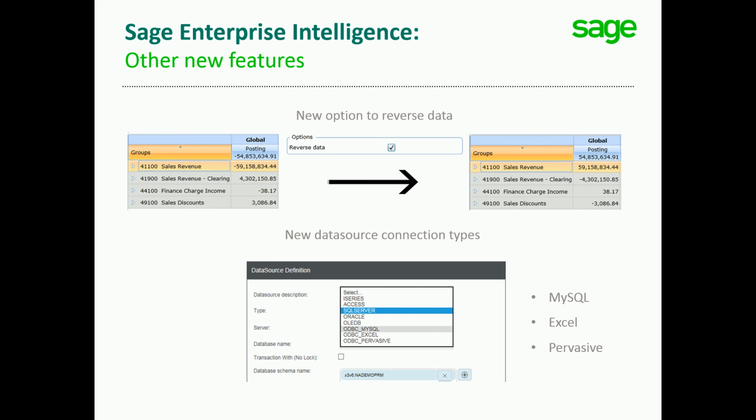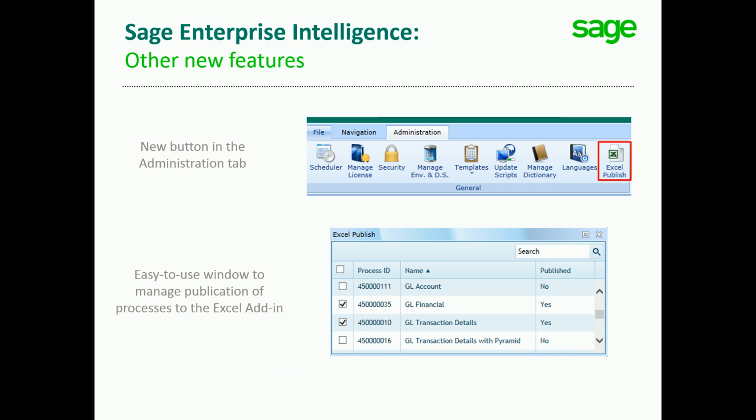Users will now have the ability to reverse the data in their existing worksheets. Also, there are three new data source connection types: MySQL, Excel, and Pervasive. The last two features we will cover during this presentation are related to the SCI Excel add-in. There is now a new window to manage publication of all processes to the Excel add-in. It is a simple window listing all the processes available in your command center and a check mark next to it to enable or disable the publication.